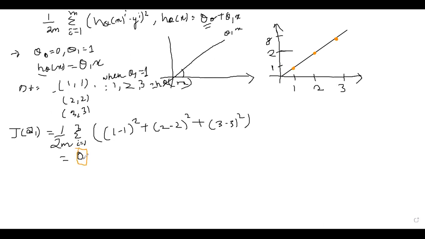And when my cost function is 0, what does that mean? My actual point and my predicted point are the same. There is no distance between my actual points and predicted points. Understood or not? So now let me draw the cost function graph here.